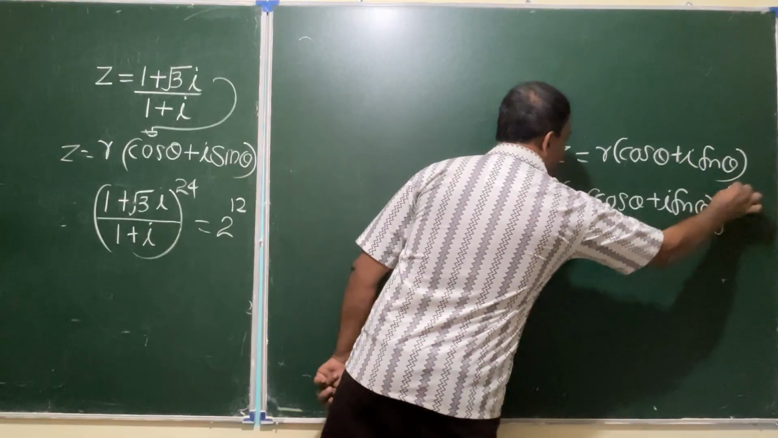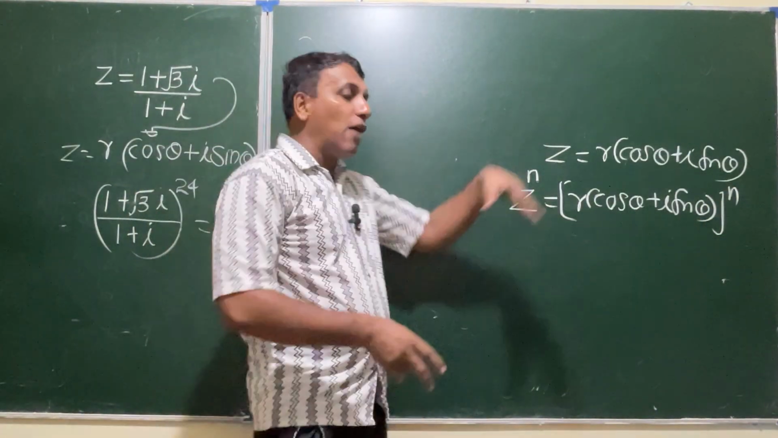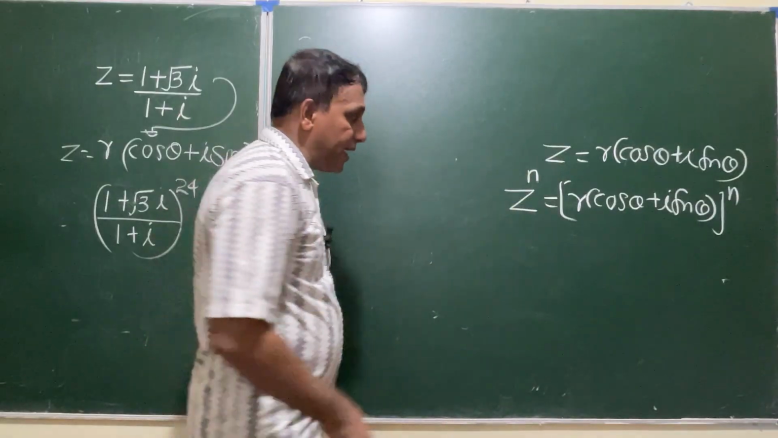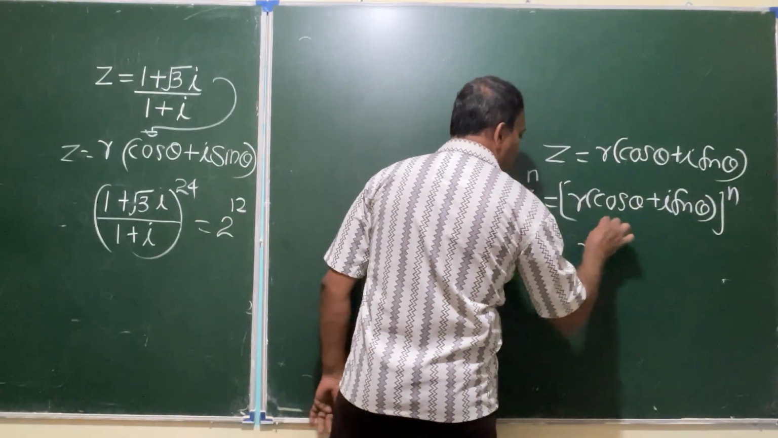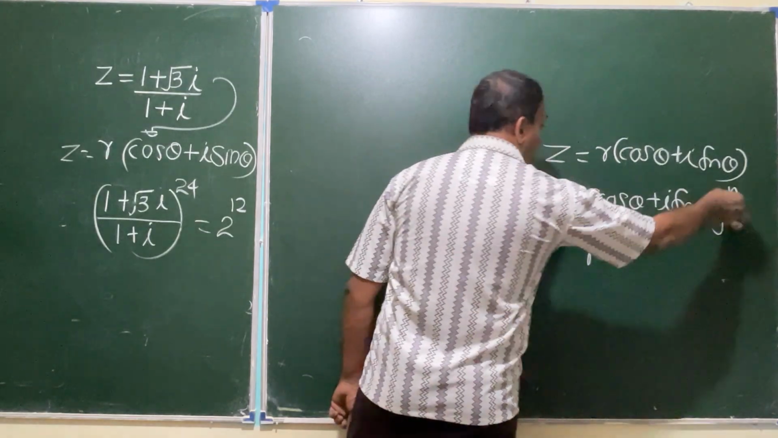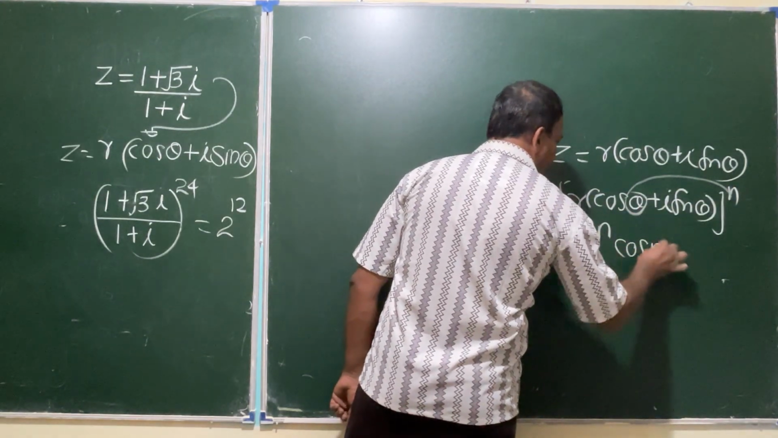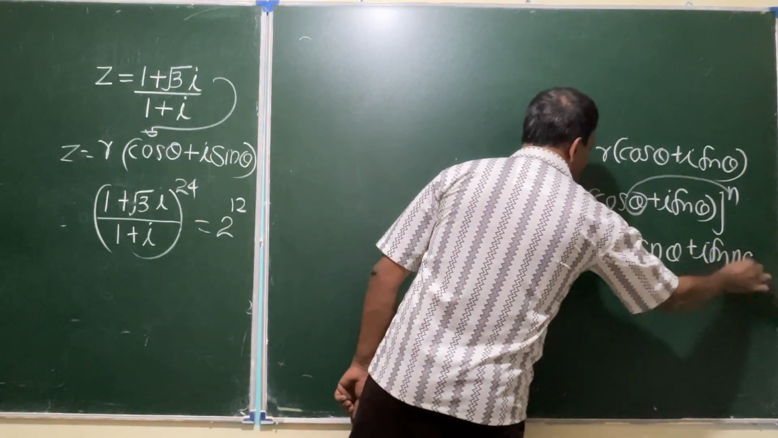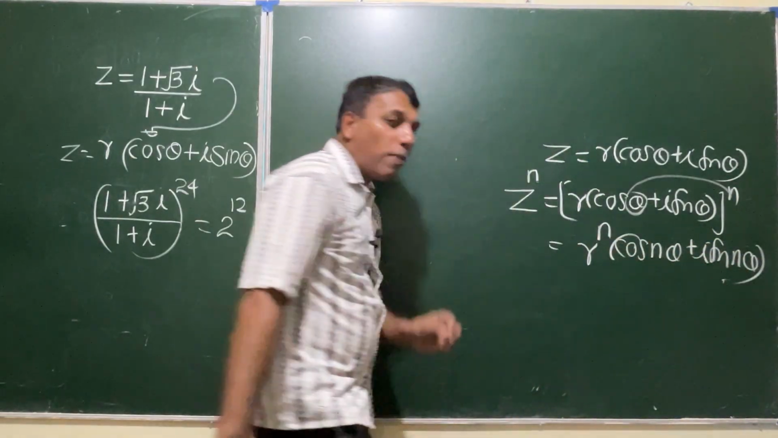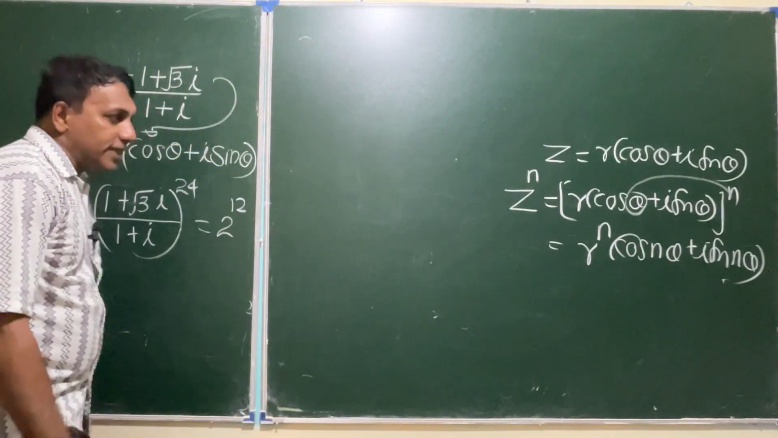completely to the power n, both sides squared, both sides cubed, both sides to the power n. So you know the r to the power n, no doubt. In the trigonometry polar part, n is multiplied with theta, right? Cos n theta plus i sin n theta, right? This can be proved by using the mathematical induction format. So this is de Moivre's theorem.